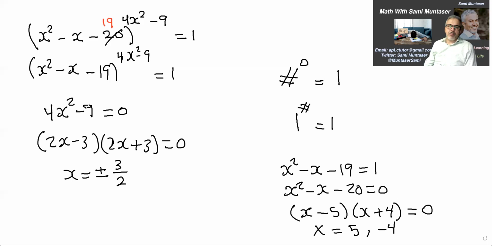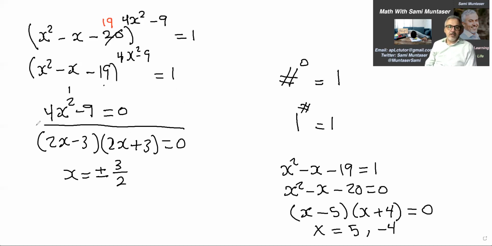And these two numbers, if you plug them into this equation right here, 5 will give me 25 minus 5, which is 20, 20 minus 19, which is 1. And here it doesn't matter what you get, 1 to the power of anything is 1. And also if you put a negative 4, that will give you 16 plus 4, because that minus and negative. 20 minus 19 is 1, and 1 to the power of anything is 1. So these are the two.